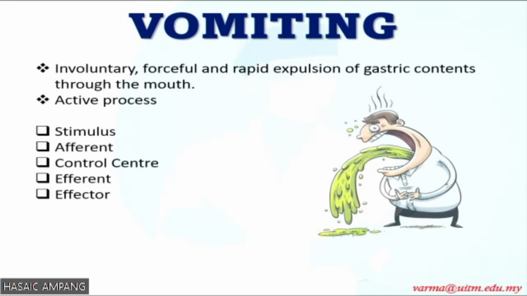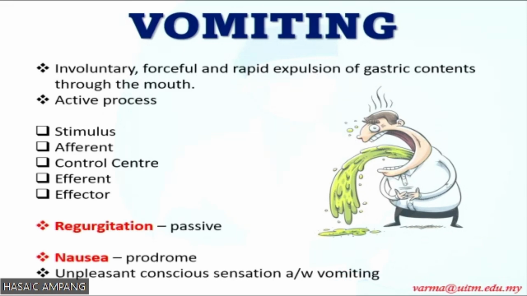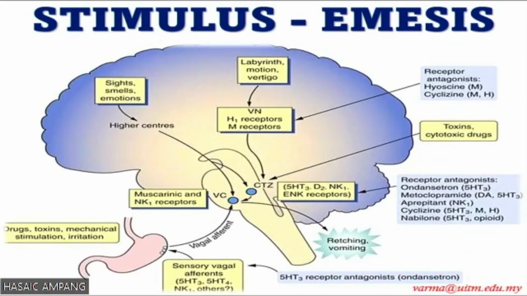So you need to have a stimulus for vomiting, and the stimulus must reach the control center. Then the efferent: from the control center, there must be a relay to reach the effector, which is your stomach and your diaphragm. Regurgitation is a passive process. Nausea is a prodrome associated with vomiting, an unpleasant conscious sensation. Okay, stimulus.